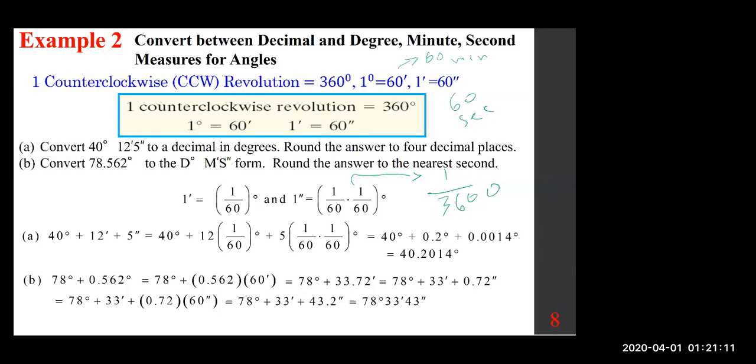Go ahead. We round if there is a leftover, like 43. Yes, we round. If it was 43 point, let's say 7, we would change it to 44. And the reason being because seconds is extremely small, okay? Generally speaking, we do that just for the sake of argument.